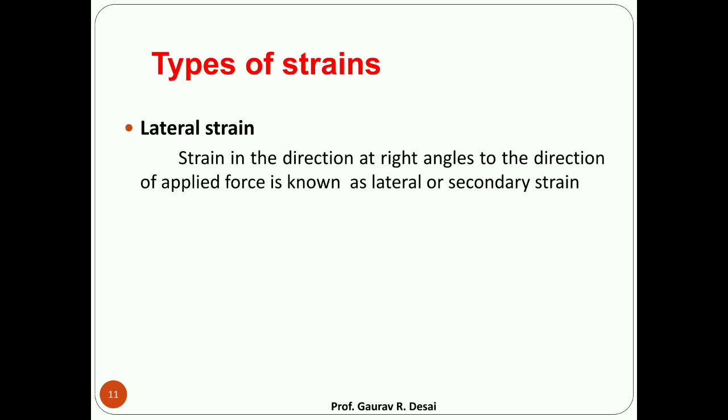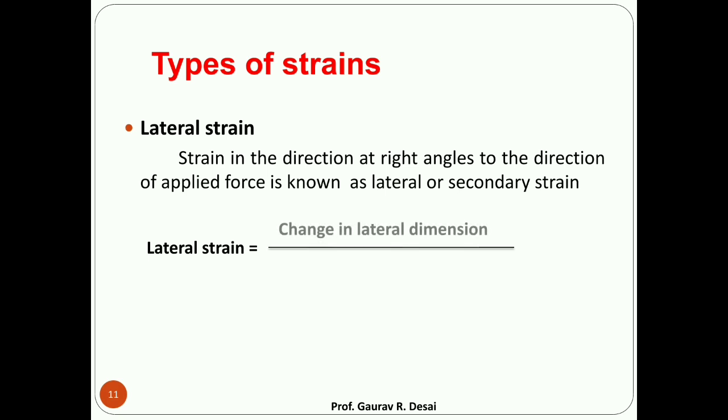We'll see in this formula, lateral strain is given by change in lateral dimension upon original lateral dimensions. Means suppose a bar having a width of 10 mm, and after applying tensile load its width changes to 15 mm. So this change in width or thickness or diameter is called lateral strain.